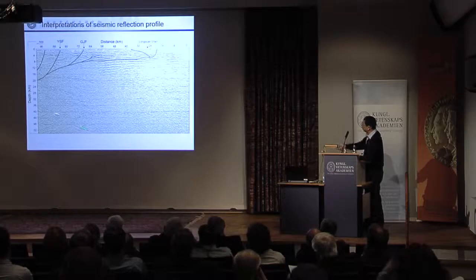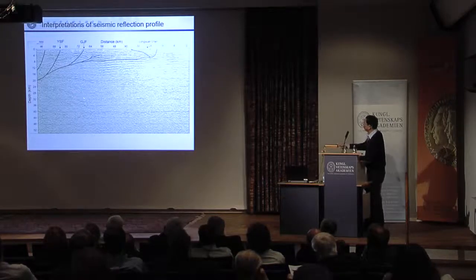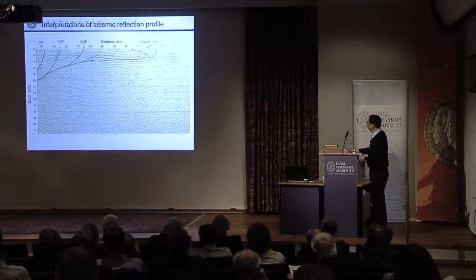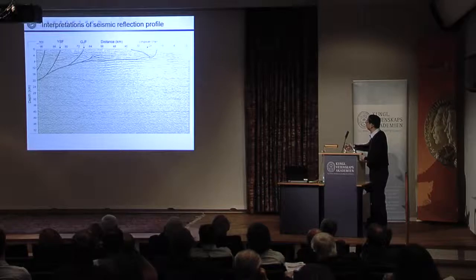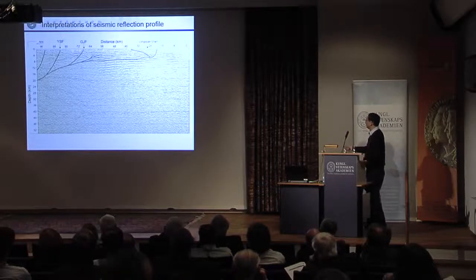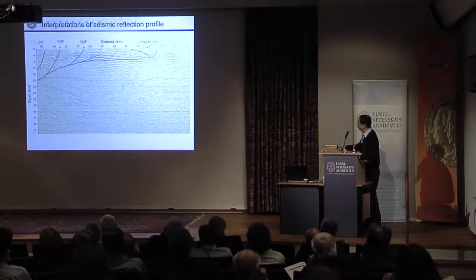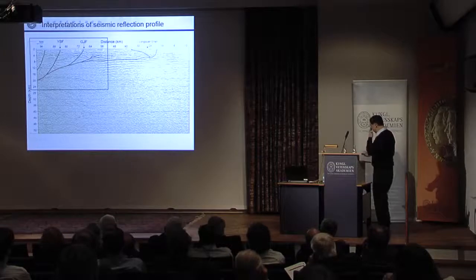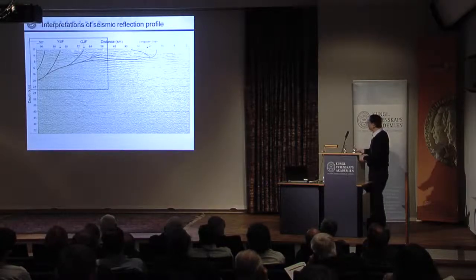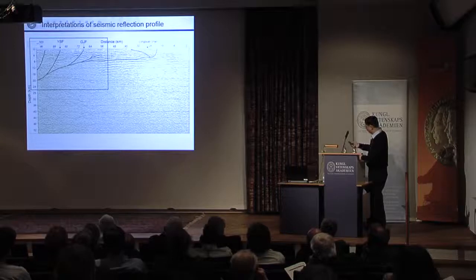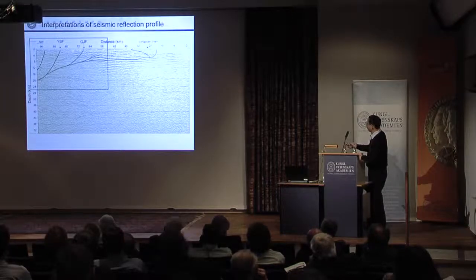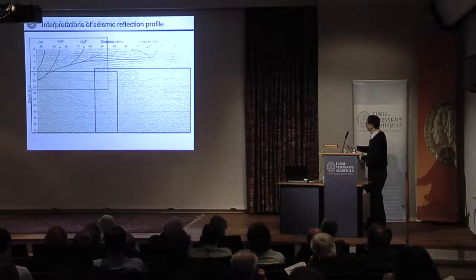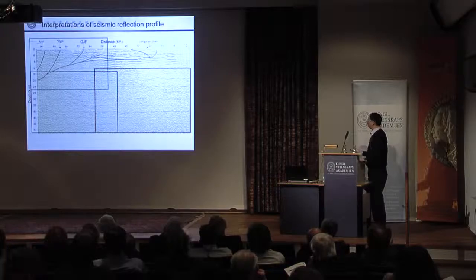Below the Longmen Shan, we interpreted a series of southeast dipping reflectors. But below the Sichuan Basin, we interpreted the arcuate structures. The Moho is clear. So in the following, I will show an enlarged version of the upper crust of Longmen Shan, the lower crust of Longmen Shan, as well as the lower crust of the Sichuan Basin.